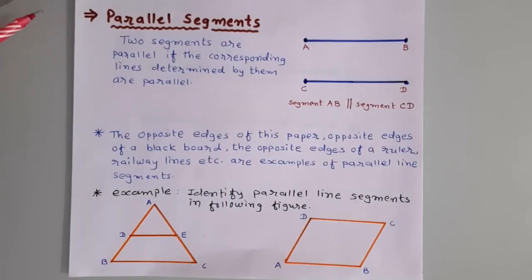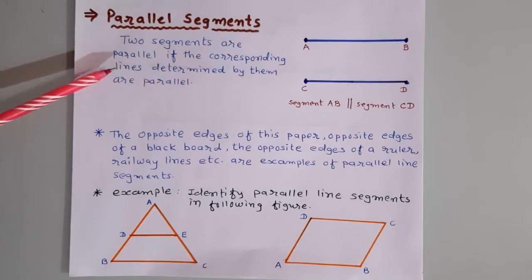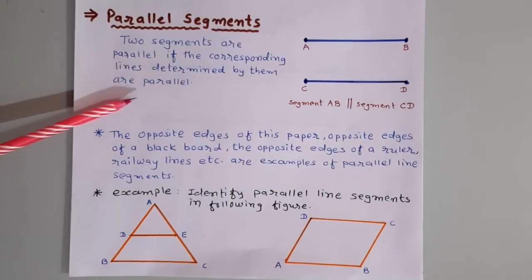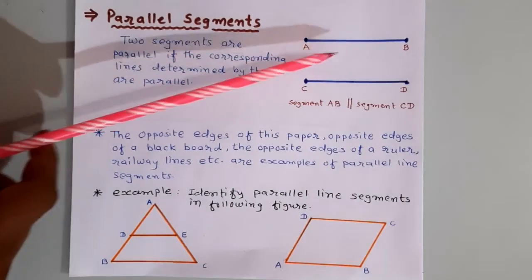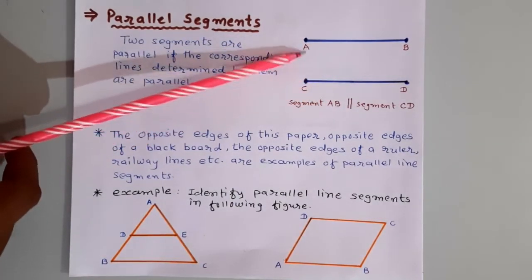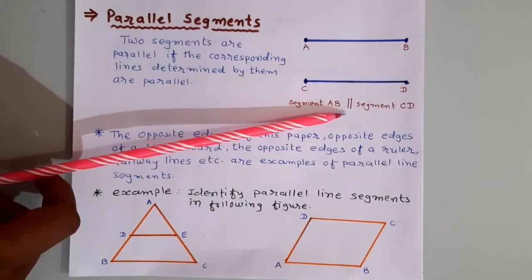Parallel segments: two segments are parallel if the corresponding lines determined by them are parallel. You can see that segment AB and segment CD are parallel, so we put the symbol like this.